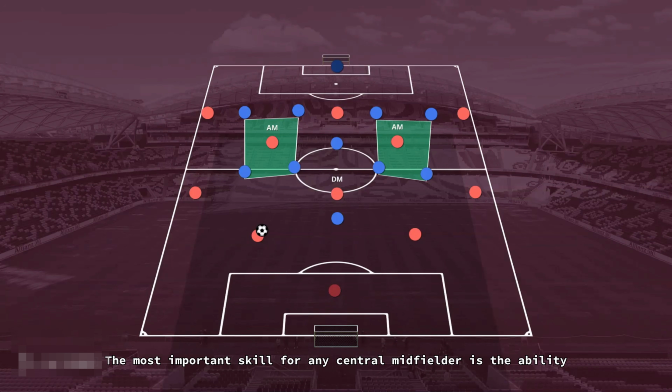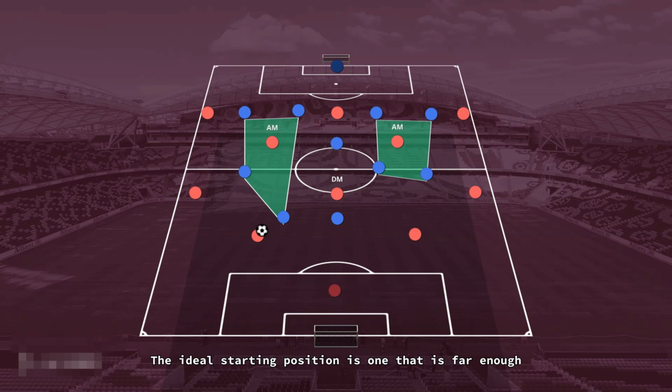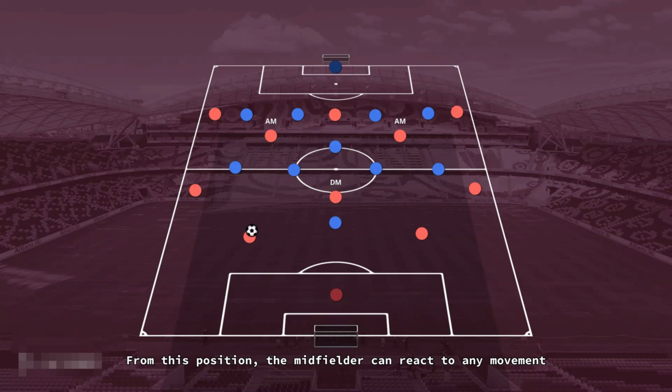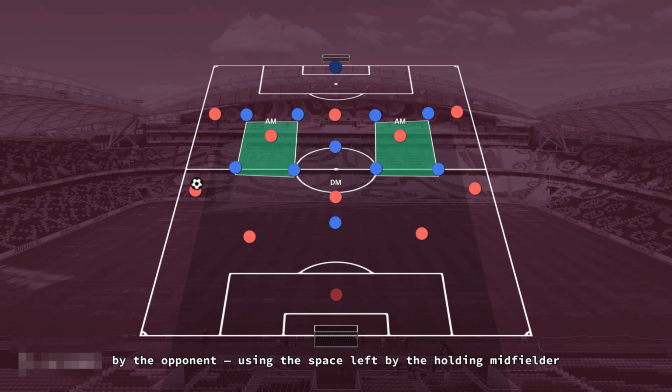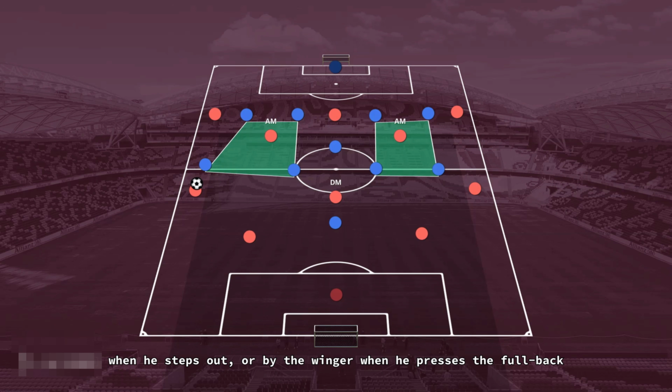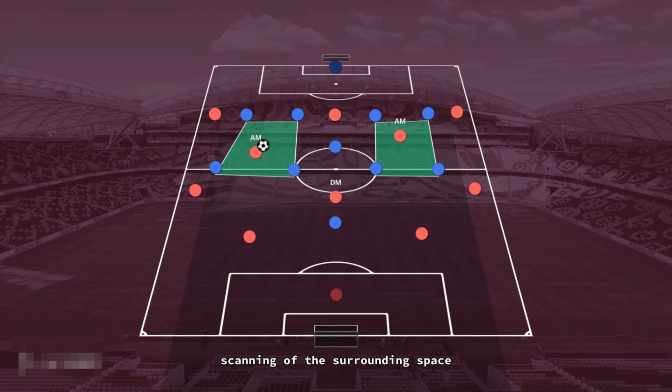The most important skill for any central midfielder is the ability to play between the lines. The ideal starting position is one that is far enough from the nearest opponents, allowing space to receive the ball and pull opponents' defenders out. From this position, the midfielder can react to any movement by the opponent, using the space left by the holding midfielder when he steps out, or by the winger when he presses the fullback. The key to understanding these situations is constant scanning of the surrounding space.